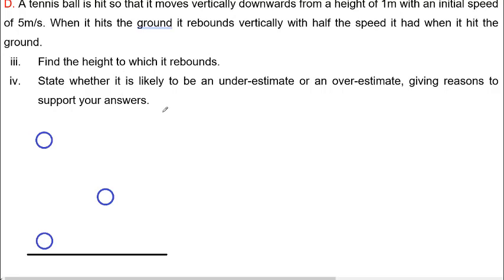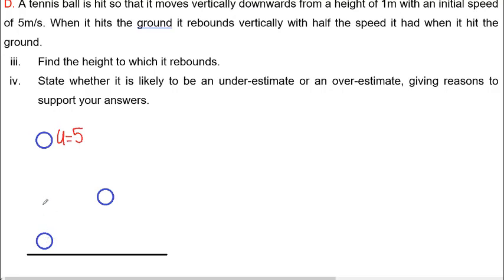So in this problem, we have a tennis ball that's hit vertically downwards with an initial speed of 5 meters per second. So we know the initial speed that this ball is hit with, so this speed over here, which we can call u, is equal to 5. It goes downwards with only gravity acting, and then it hits the ground and rebounds again.